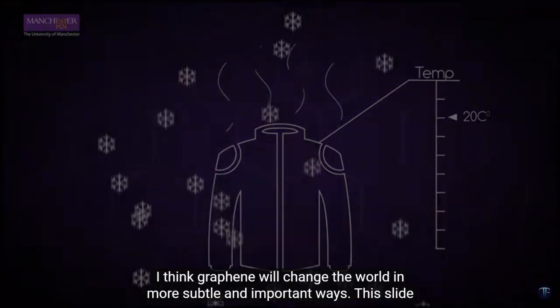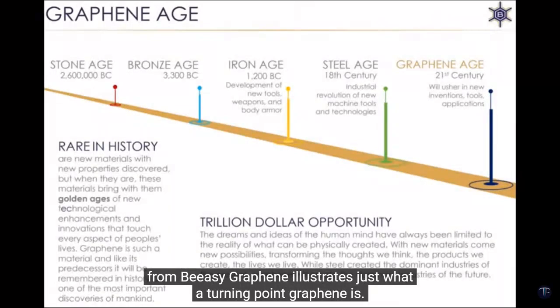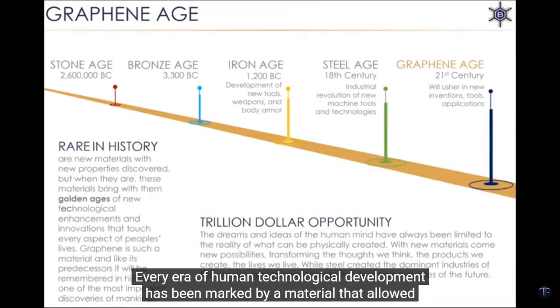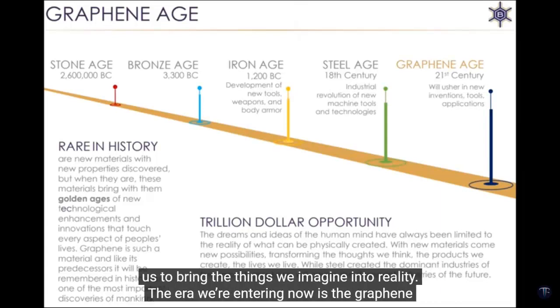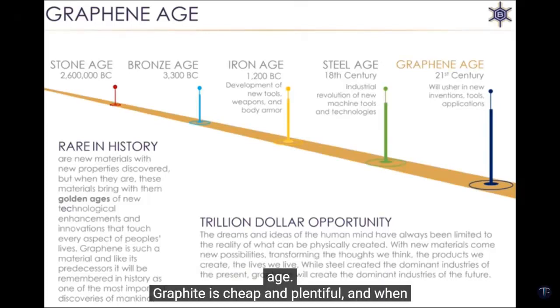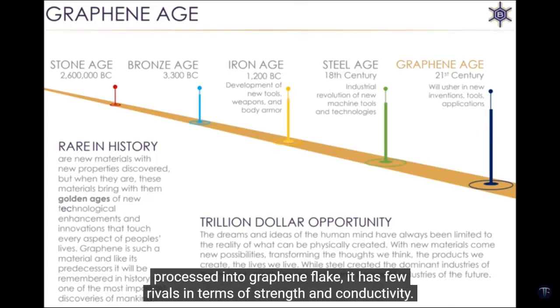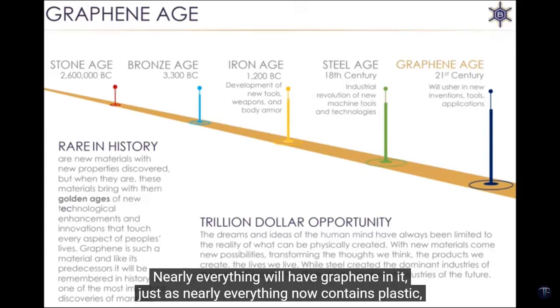Every era of human technological development has been marked by a material that allowed us to bring the things we imagine into reality. The era we're entering now is the graphene age. Graphite is cheap and plentiful, and when processed into graphene flake, it has few rivals in terms of conductivity. Nearly everything will have graphene in it, just as nearly everything now contains plastic, metal, fabric, concrete, and glass.